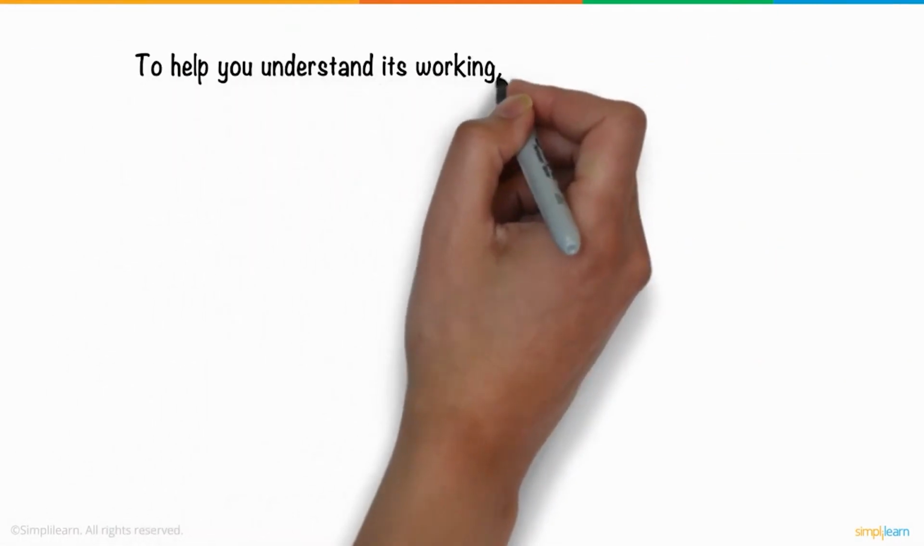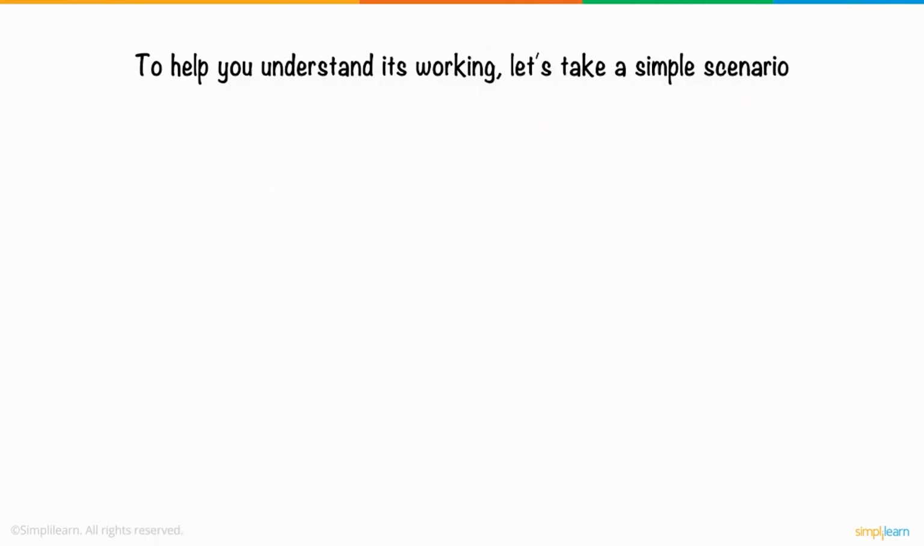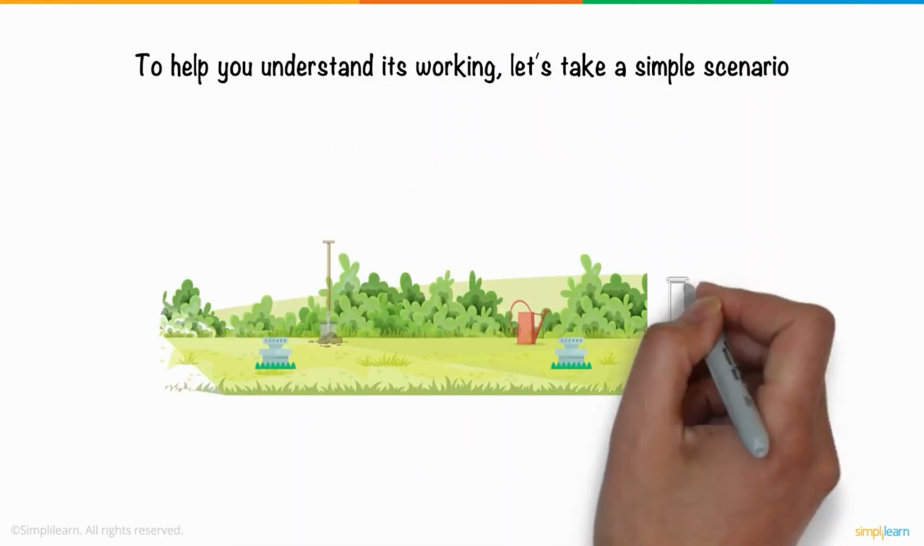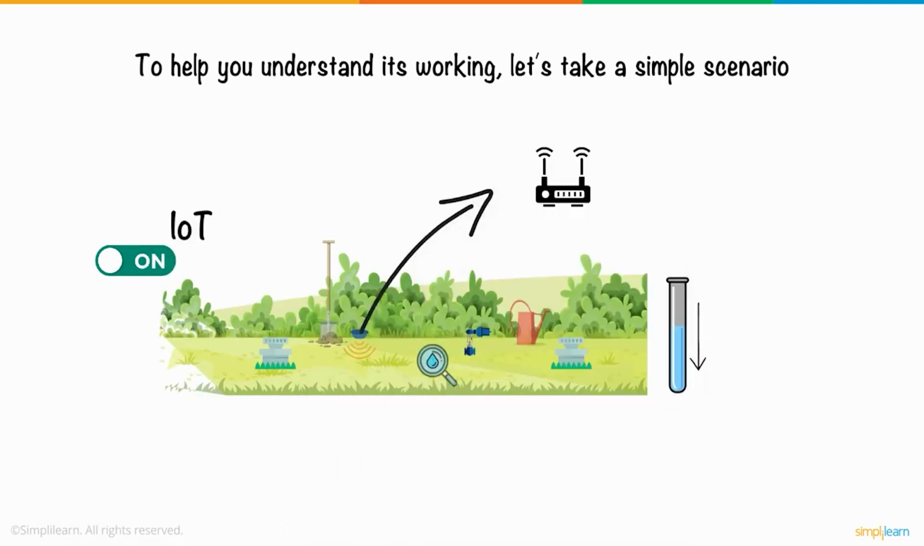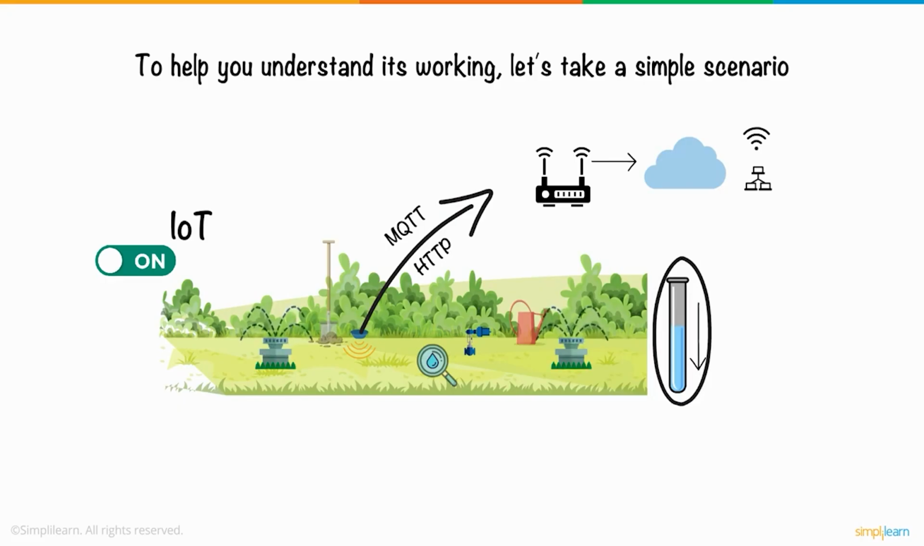To help you understand its working, let's take a simple scenario. Let's suppose you want to water your garden every time the moisture level in the soil drops. Instead of doing it manually, you could automate it using IoT. The sensors and actuators installed gauge the soil for its moisture. This information is sent to the IoT gateway with the help of communication protocols like MQTT or HTTP. The gateway aggregates data and feeds it to the cloud with the help of Wi-Fi LAN. Once the moisture level drops, the system is immediately triggered and the sprinklers are turned on.